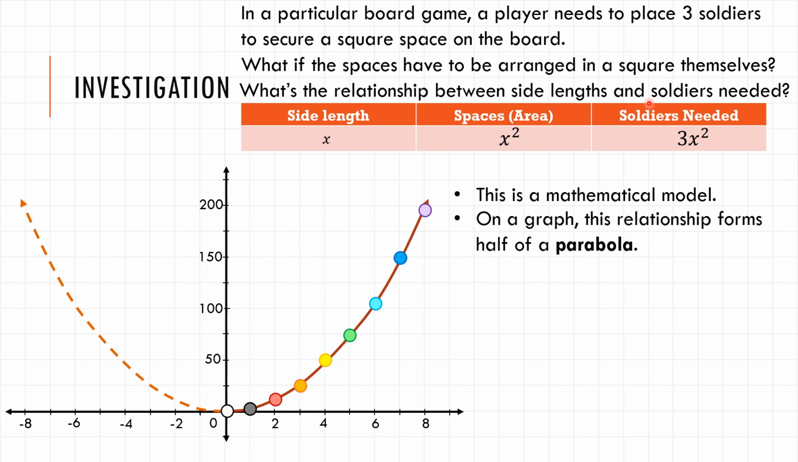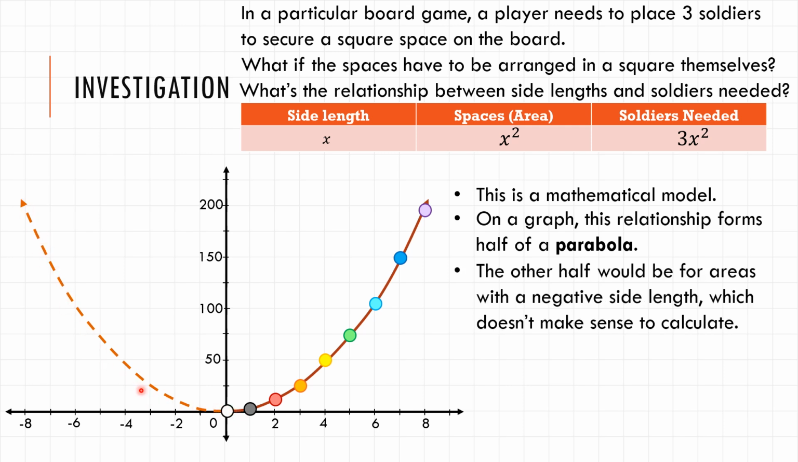On a graph, this relationship forms a very specific shape. That shape is called a parabola. And this relationship that we graphed only formed half of the parabola. The other half would look like this.